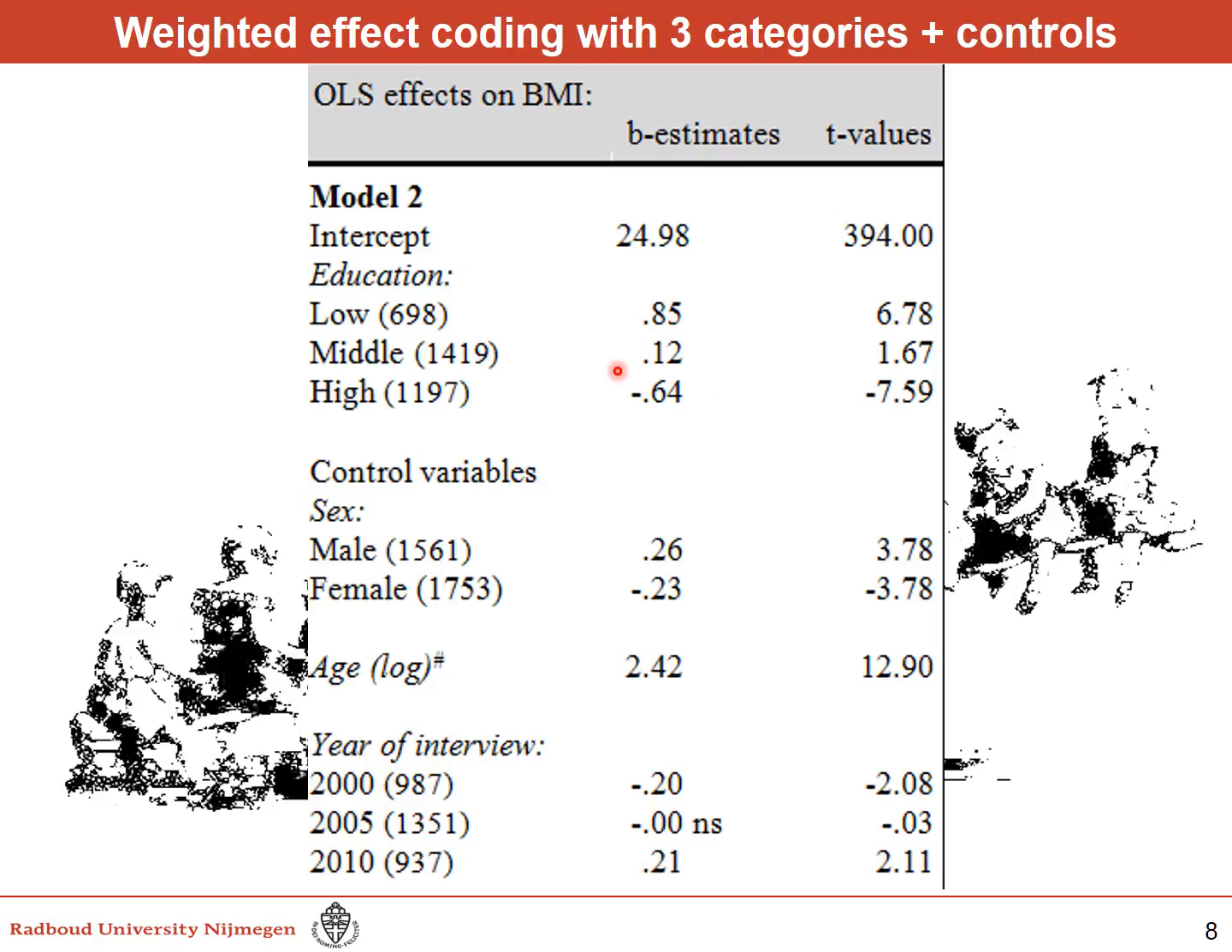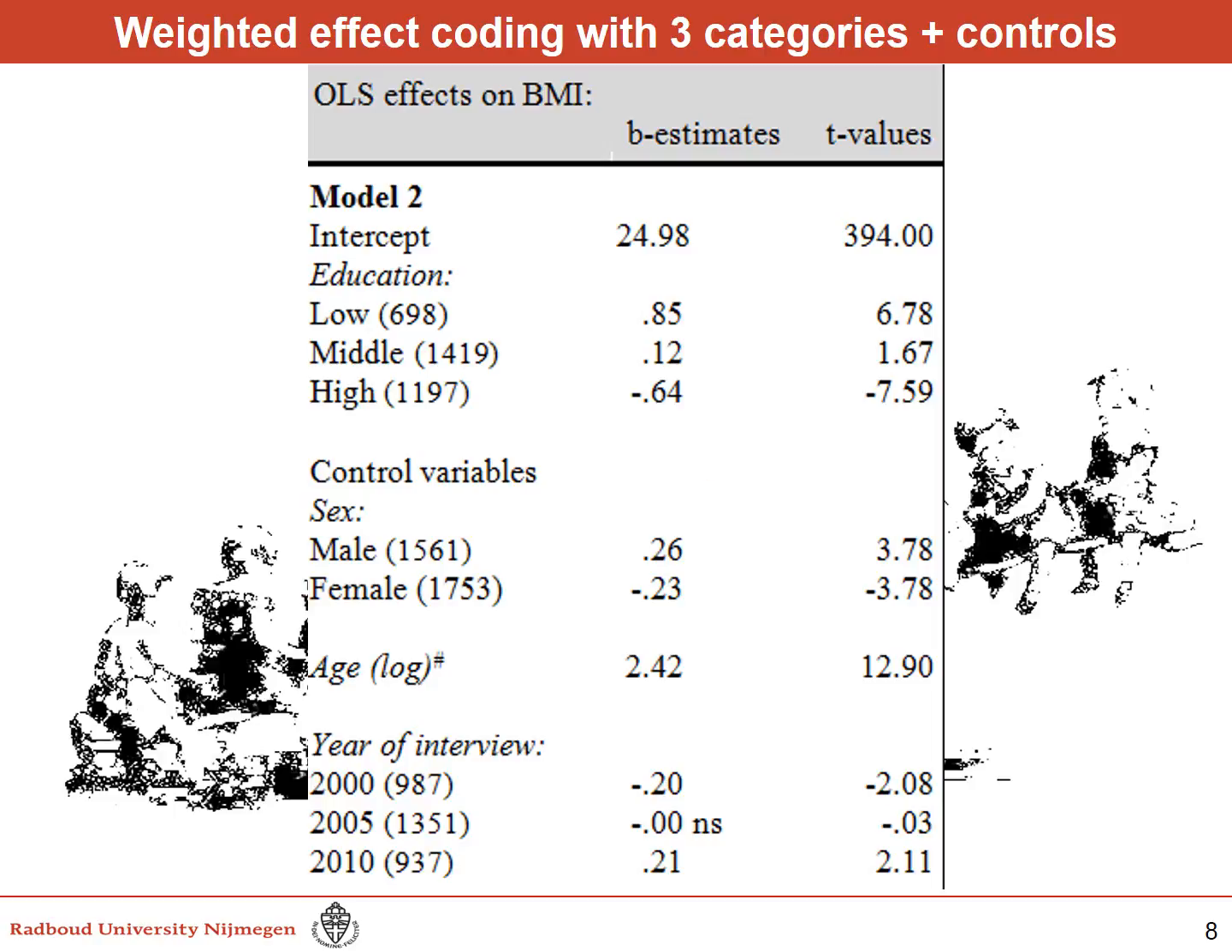The numbers over here depict the deviation from the sample mean. As you can see, there are quite large differences, and if we add these estimates, you will notice that it doesn't add up to zero. It adds up to zero actually if you take into account the different numbers of observations. So if you weight 0.85 by 689 and you weight 0.12 by 1419 and you weight minus 0.64 by 1197, you will get zero. I mean, that's the restriction in weighted effect coding.